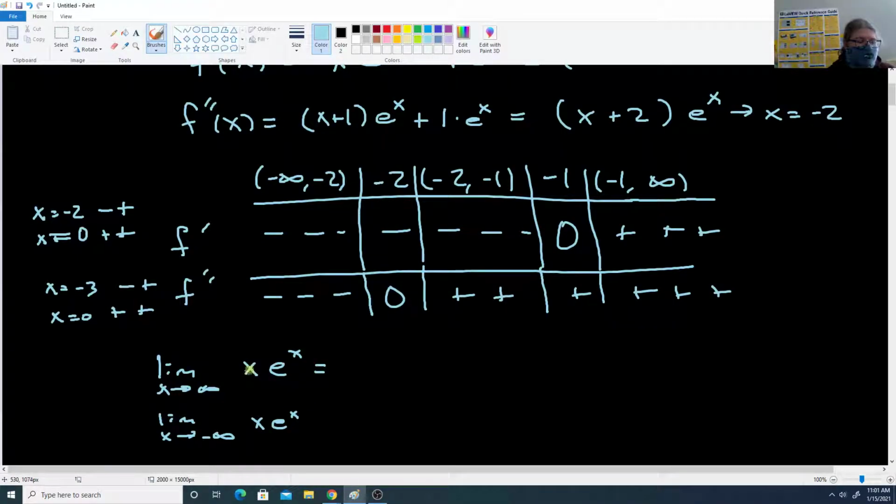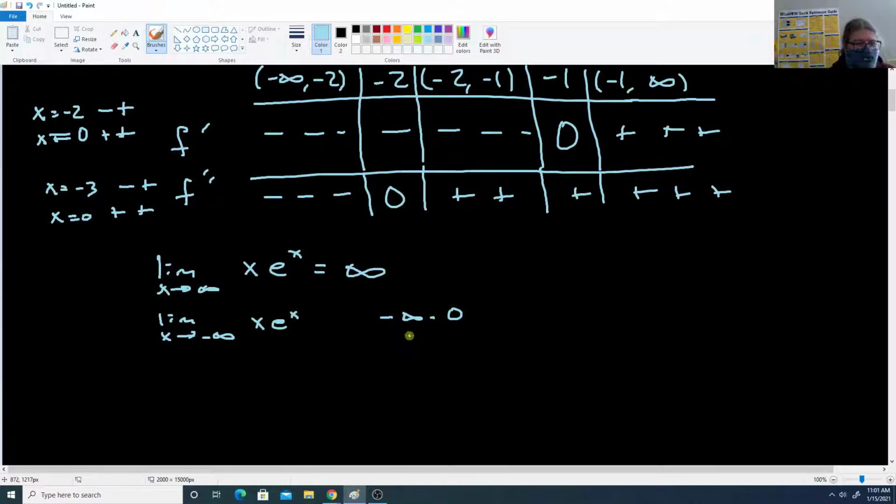The limit as x goes to infinity of x is infinite, and the limit as x goes to infinity of e to the x is also infinite. So the limit goes to infinity, so we don't get a horizontal asymptote there. Whenever we take the limit as x goes to negative infinity of x, that is negative infinity. And the limit as x goes to negative infinity of e to the x is 0. So this is an indeterminate form.